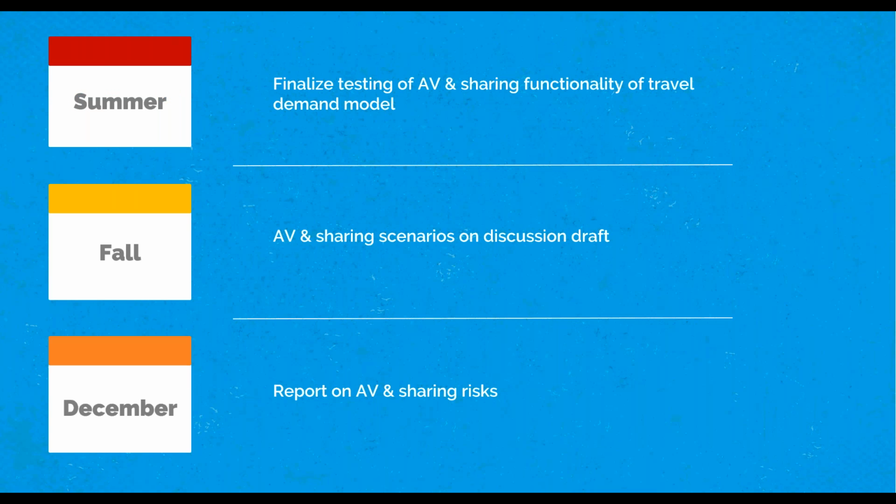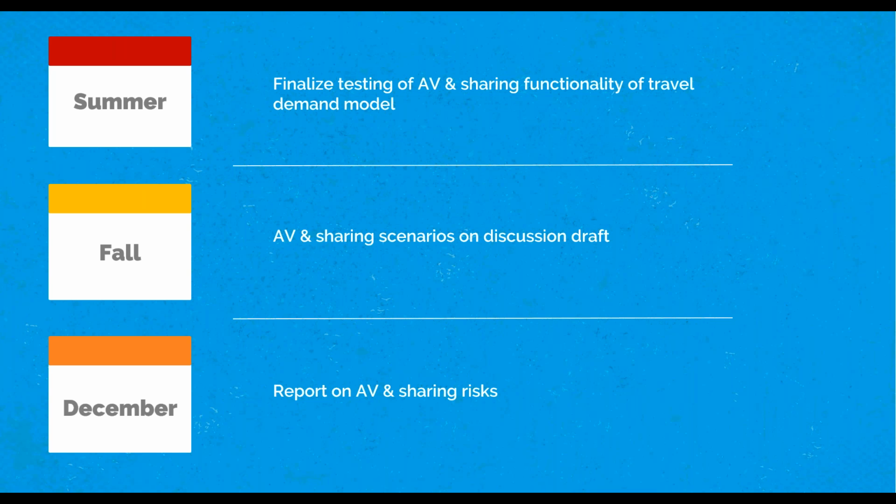The next slide just gives you a little bit of a timeline. So in summer, we're trying to complete the testing of this AV and sharing functionality of the travel demand model, and we're doing that partly on our own and partly in concert with a few other MPOs around the country that are looking at the same issues as us. And then in the fall, we intend to use some of that functionality to do some testing around the discussion draft scenario that Clint described earlier.